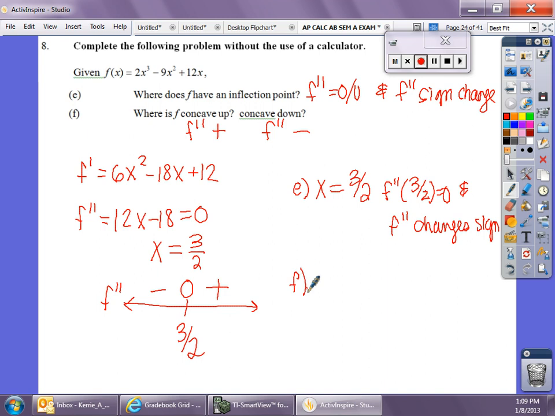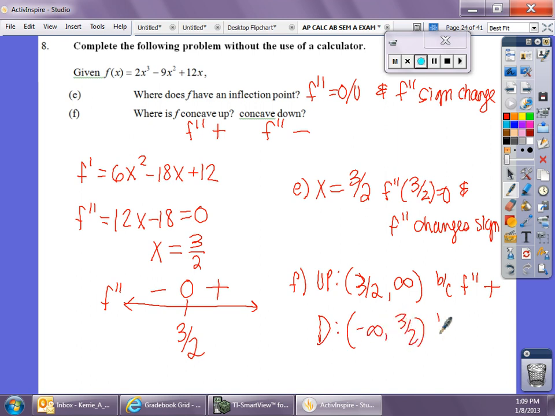Letter F, concave up from 3/2 to infinity because f double prime is positive, and then concave down from negative infinity to 3/2 because f double prime is negative. All right.